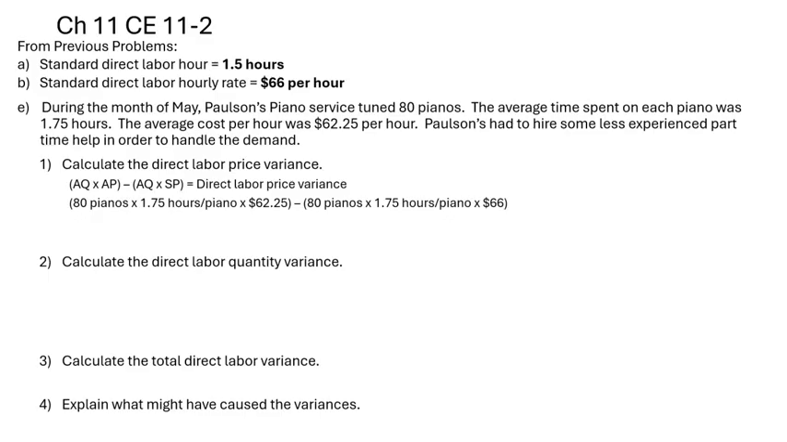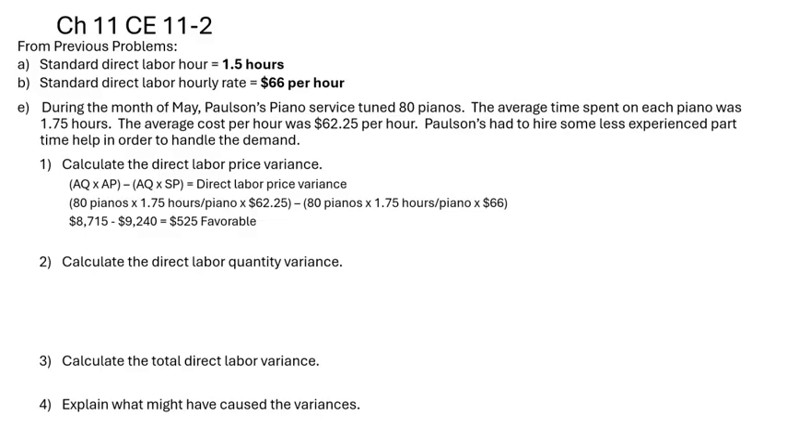And then we multiply it by the 80 pianos to get the total. If we just did the 1.75 hours times the rate, we would get a variance for each job, but not for the total. So we multiply them by 80 to get the total. So in this case, we're $525 favorable. Since we paid less than our standard, that's why it was favorable. And hiring someone less experienced and part-time is probably what's driving that.